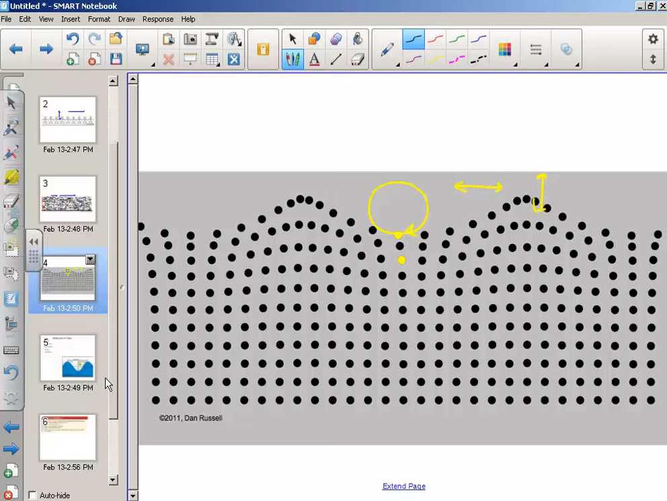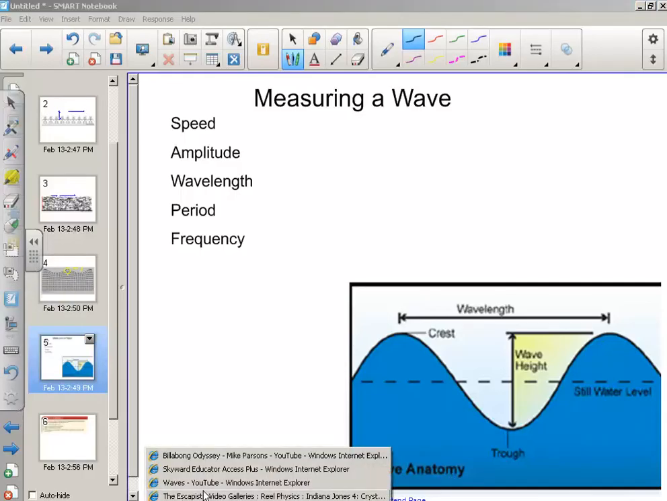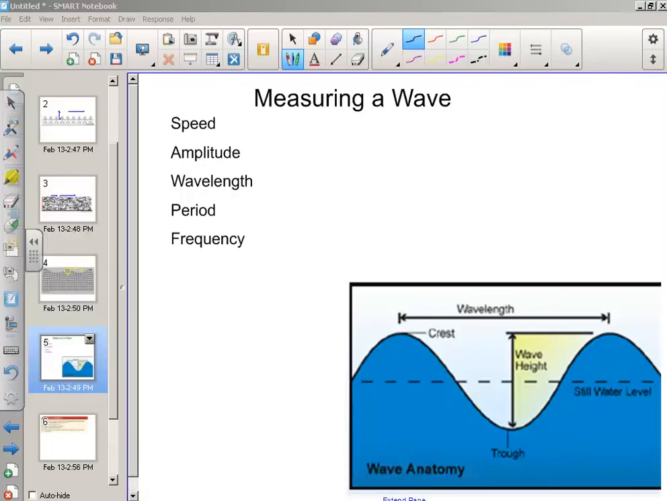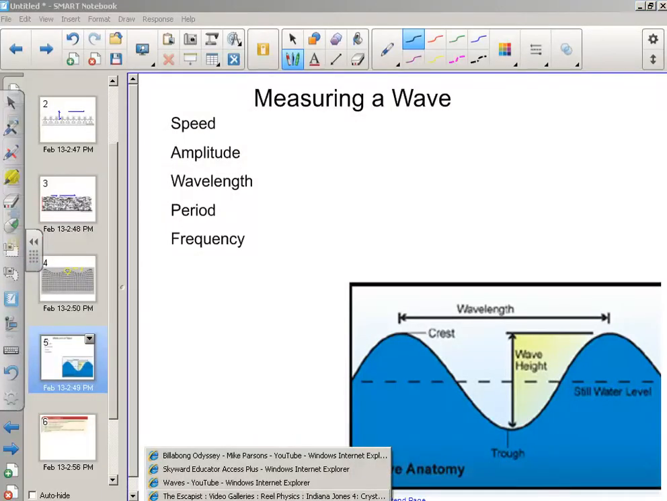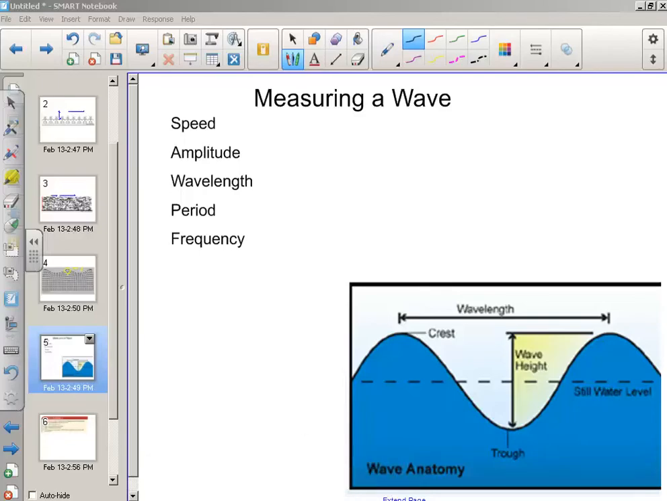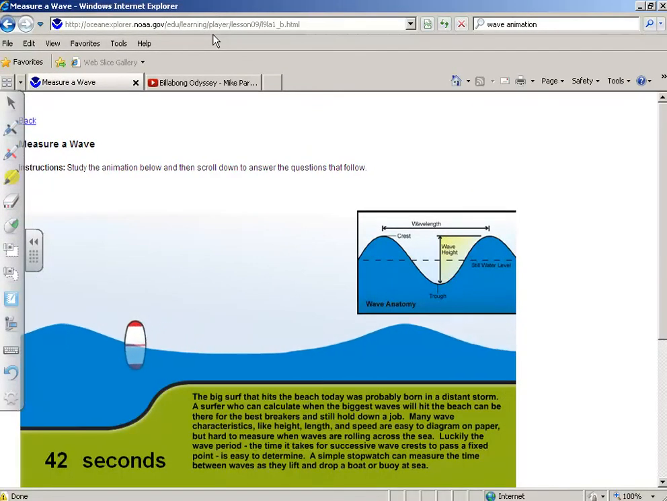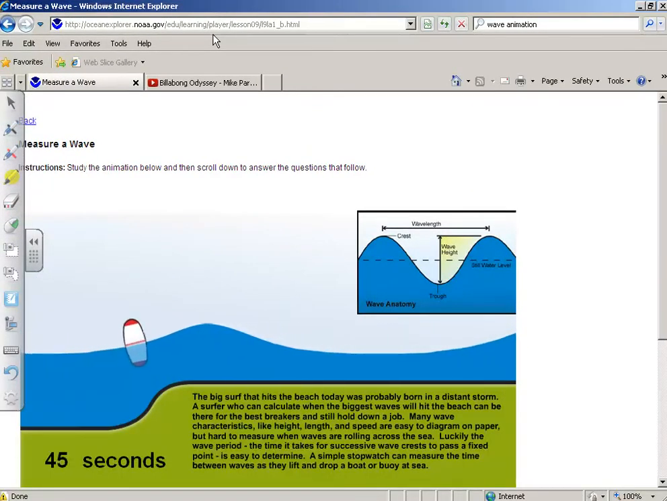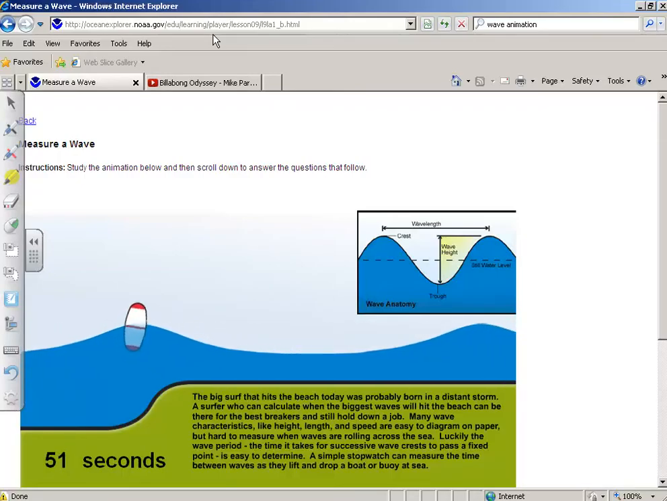Now, there's a couple ways that we measure waves. Waves can be measured as they're traveling across. I was just on NOAA's website, the National Oceanographic Atmospheric Administration, and they had a pretty interesting animation. Here's just a wave bobbing up and down, and we have ways of measuring waves. We measure their amplitude, their speed, their wavelength, and their frequency.